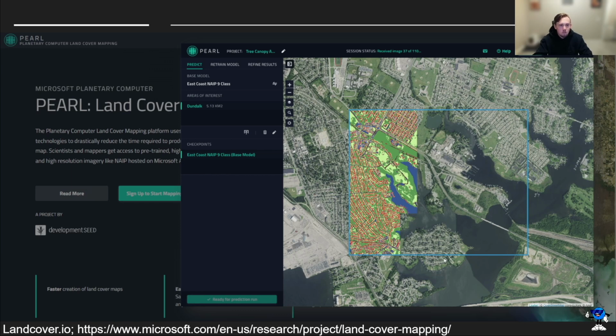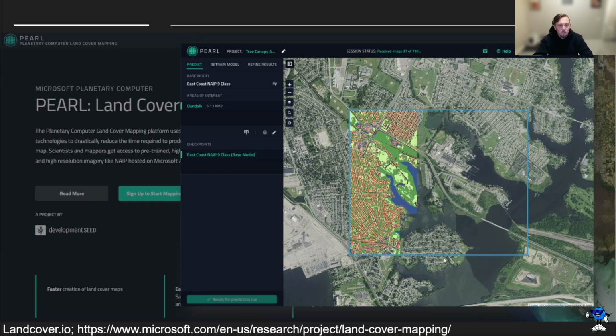Pearl is the Microsoft Planetary Computer Land Cover Mapping Platform. It combines state-of-the-art machine learning technology, open datasets, and scalable computing from Microsoft Azure to improve LULC mapping workflows. This version of Pearl has 2 starter models. While these models have been trained primarily with data from the East Coast of the United States, they should be a good starting point for LULC mapping throughout the country.